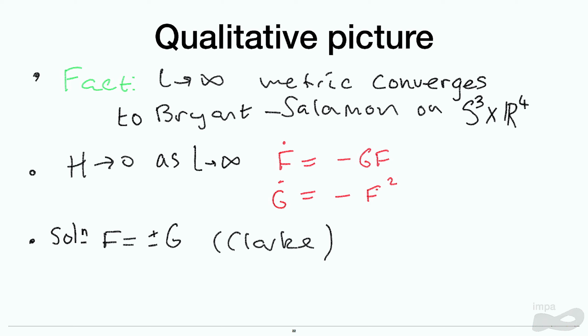And in terms of the ODEs, what is that telling me? I actually get H going to 0 as L goes to infinity. So the ODEs now become this. And it's not hard to see that if I set F equal to plus or minus G, that's a solution. And that's actually Andrew Clarke's solution on the Bryant-Salamon metric. Right, so it is appearing in the ODEs as well as a limit.